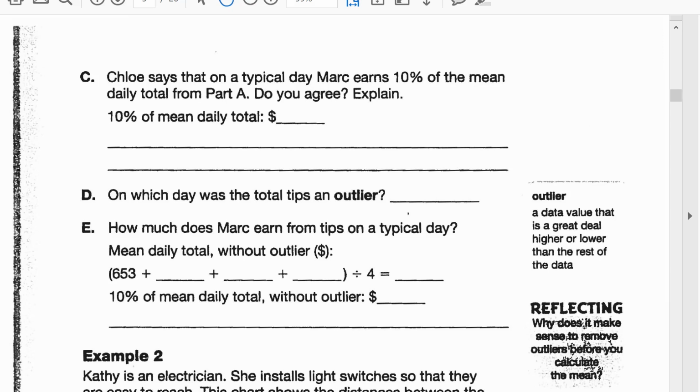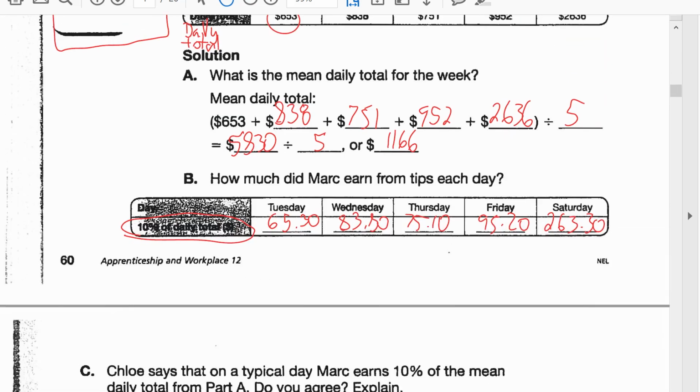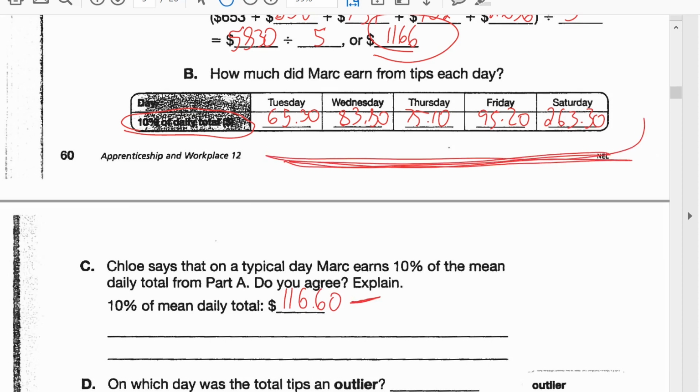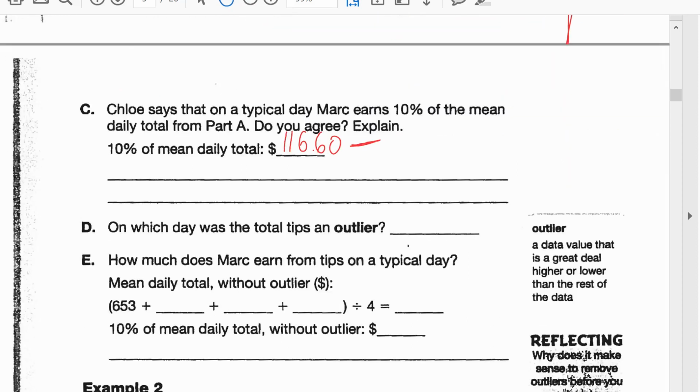10% of the mean daily total is, we calculated it right here. 10% of that would be 116.60. Does he get that usually? No. Usually he gets less, but Saturdays he bumps up. So that's what we're going to say. We're going to say no. He earns less except Saturday.